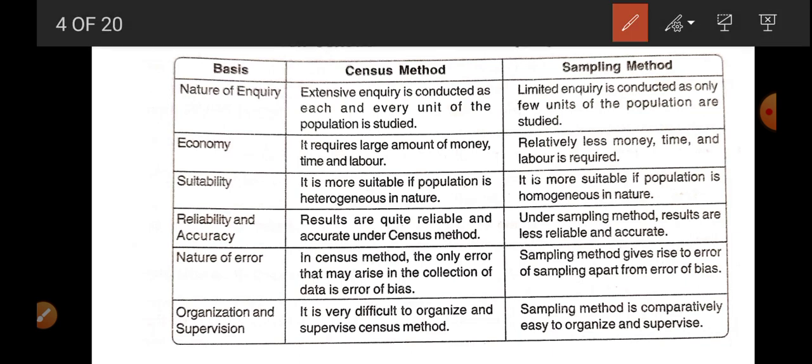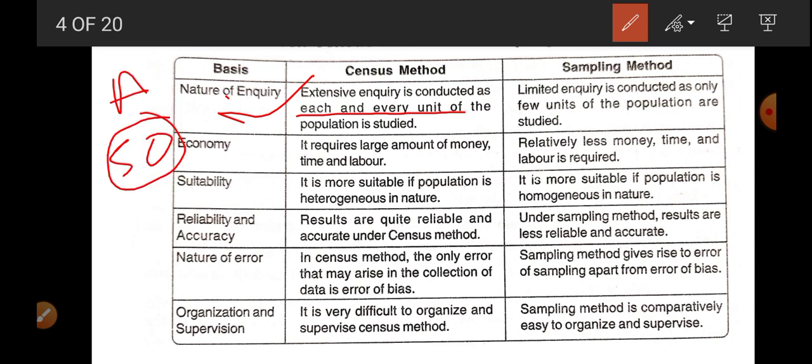Now, the difference between these two. First of all, nature of inquiry. An extensive inquiry is conducted and each and every unit of the population is studied. So remember, in the census method, we are going to connect each and every member. If there is a village A and there are 50 villagers, and I connect each and every one to know about the economic condition and existence of poverty, this is your census method.